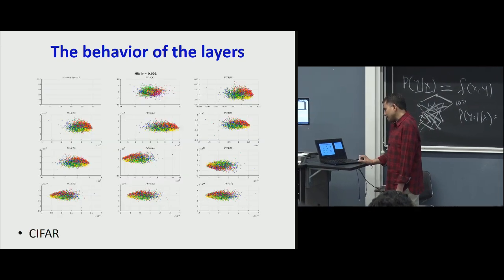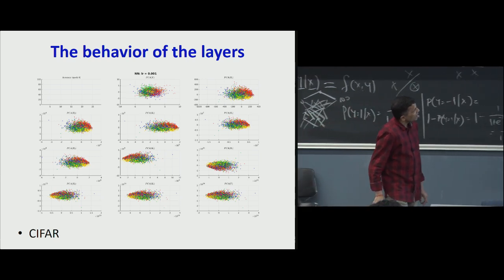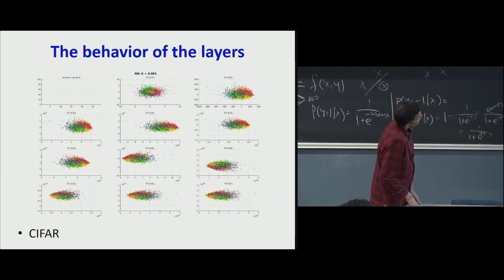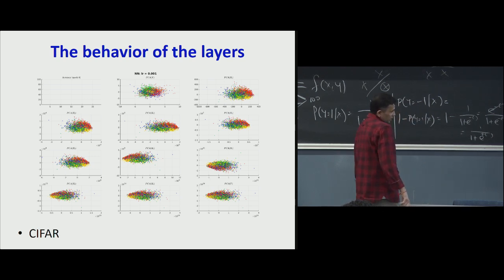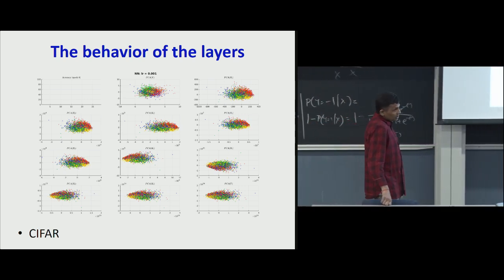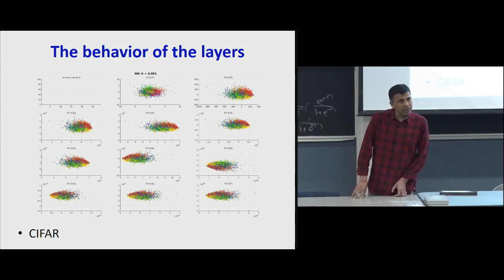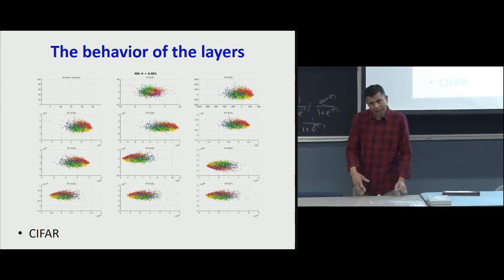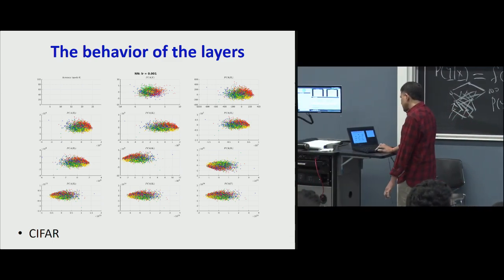Let's look at a slightly more complex problem. This is CIFAR 10. And this is a 12-layer network. And you can see how the classes look like. The data have been projected down to two dimensions. And you can see that initially in two dimensions, all the data are completely mixed up, right? But then as you go through the network, you can see how the representation begins to separate out.